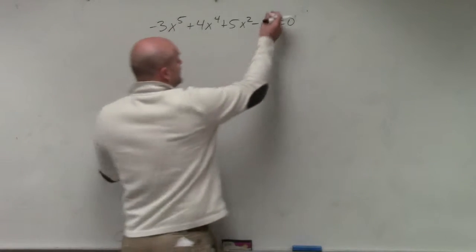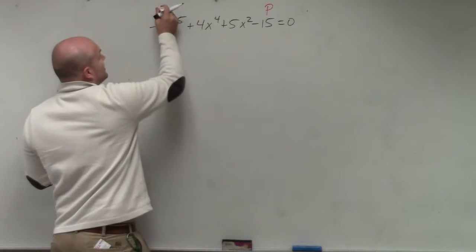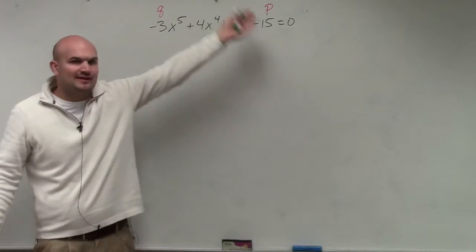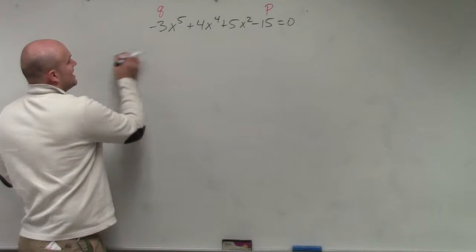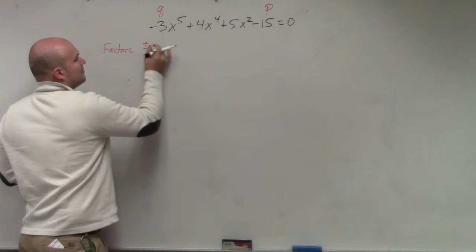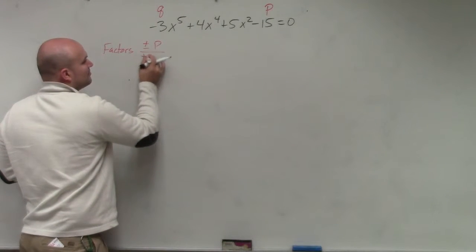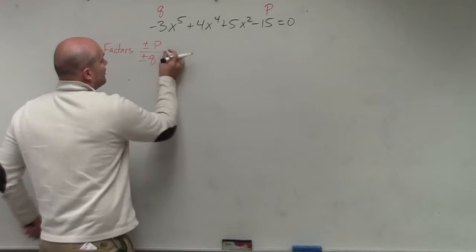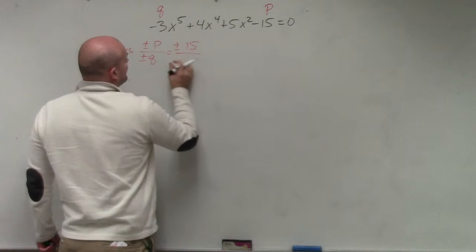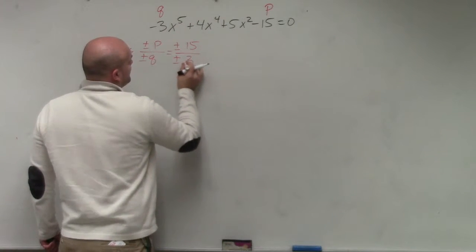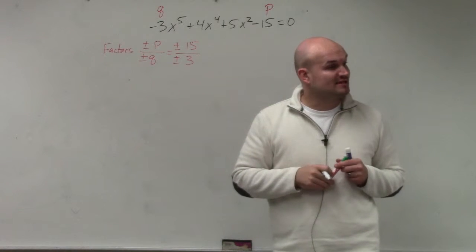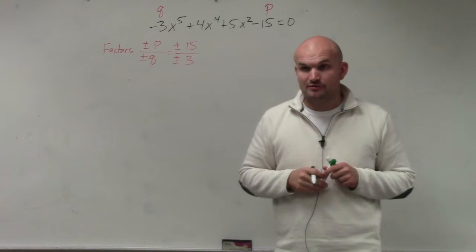Then we identify p, which is our constant, and then q, which is our leading coefficient. It doesn't really matter if they're negative or positive. We're just looking at their value. So the rational zero test said you're going to take the factors of p, plus or minus p over plus or minus q. So we know that it's going to be plus or minus the factors of 15 over plus or minus the factors of 3. Again, don't really worry about if they're positive or negative.